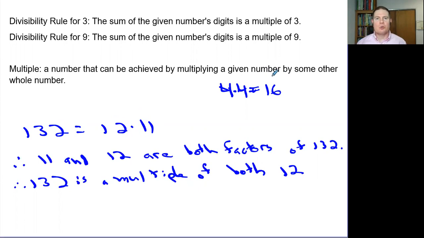4 is a factor of 16, which means 16 is a multiple of 4, right? It's that kind of inverse relationship. It's similar to powers and roots, right? If 3 squared is 9, then the square root of 9 is 3. 3 times 4 is 12. So 3 is a factor of 12, and 12 is a multiple of 3, right? Back and forth that way. So 132 is a multiple of both 12 and 11. Right? We need to be very clear about those words because it's very common for people to get factor and multiple mixed up in their head. And having that mix up means that the other definitions that use those words really get mixed up.